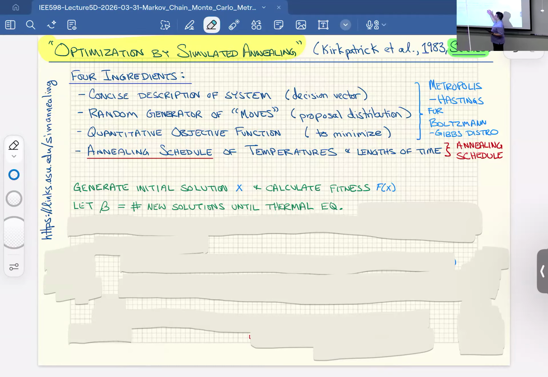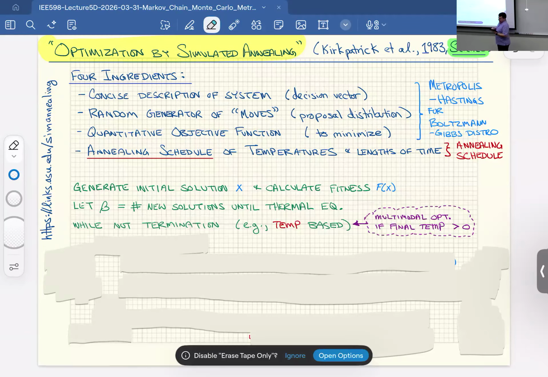Beta is going to be the time I sit at each temperature. So let beta be the number of new solutions until thermal equilibrium. So I'm going to start from 1, and I'm going to keep proposing new solutions at that temperature until I move down to the next temperature. So then I start my loop.